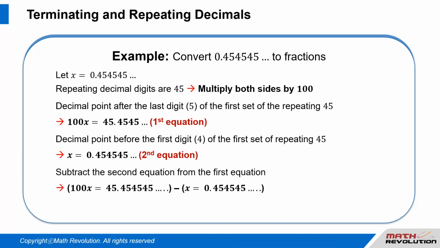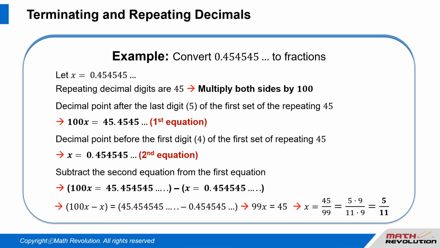Next, we subtract the second equation from the first equation. That is, 100 times x equals 45.45 recurring minus x equals decimal 0.4545 recurring, which implies that 100x minus x equals 45.454545 recurring minus decimal 0.454545 recurring, which gives that 99x equals 45, which means that x equals 45 over 99 equals 5 times 9 over 11 times 9 equals 5 over 11.